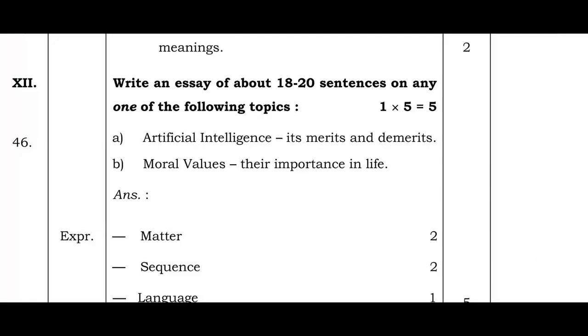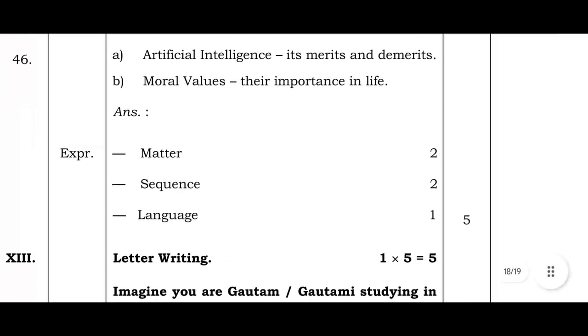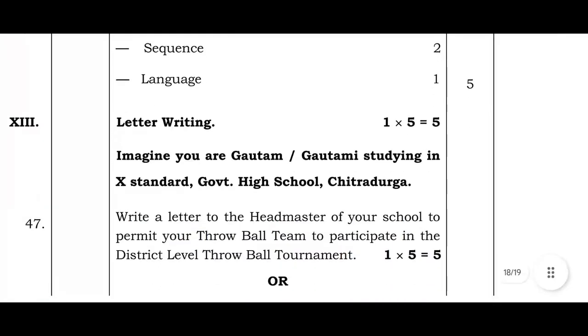Write an essay of about 18 to 20 sentences on any one of the following topics. Artificial intelligence, its merits and demerits. Moral values, their importance in life. Letter writing.